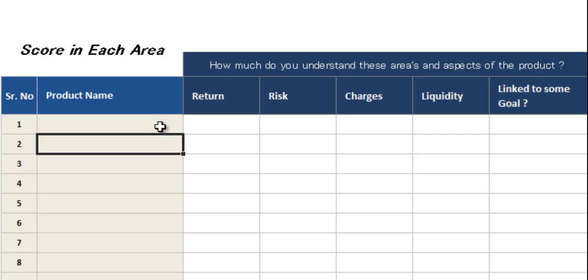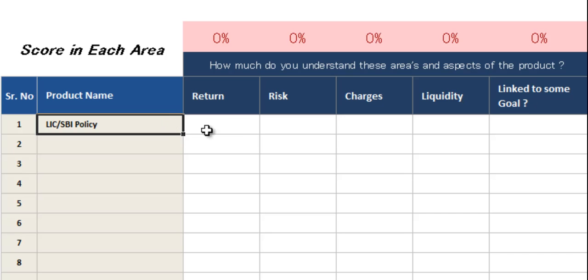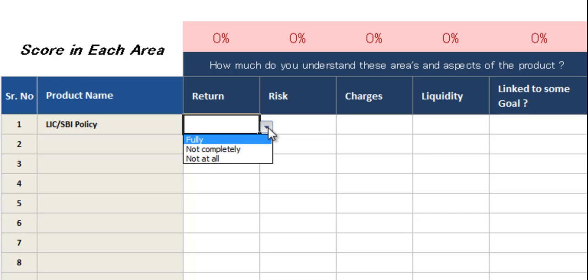So let's say, I'll just give you an example. Let's say you have a LIC policy, for example. It can be LIC policy, it can be SBI policy. There is nothing wrong with any company. It's just that we are talking about endowment policies. A lot of people must be having some kind of endowment plan. Now, all you have to choose is, are you clear about returns part? Do you truly understand what is the return you will get out of these policies? So you have to choose if you are fully comfortable, if you fully understand that part, if you understand that part but not completely, or you do not understand at all.